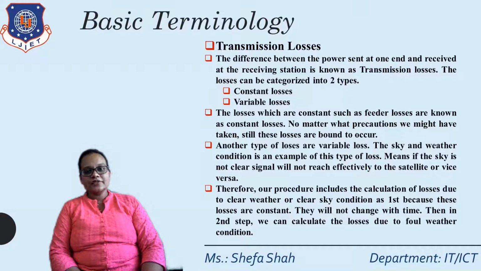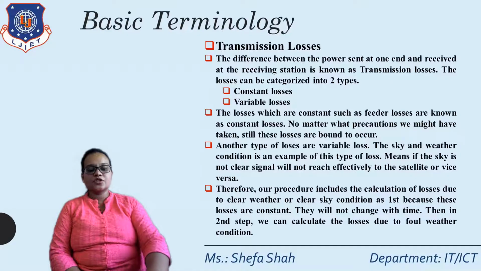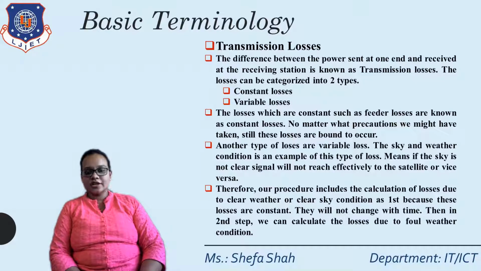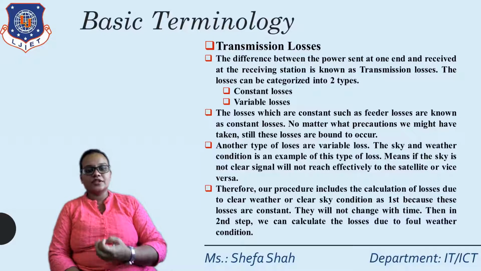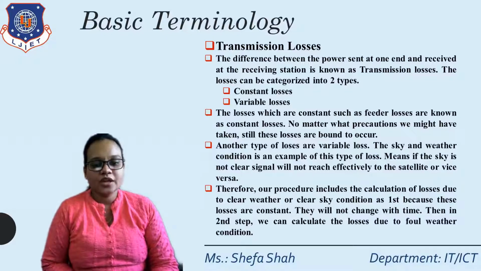So when we talk about the transmission loss, which we will discuss in detail in the next slides, what are the different losses that occur in the satellite system? Here we have categorized these losses into two types, the constant loss and the variable loss. Constant loss comes under feeder loss, which is constant for each and every antenna. Variable loss comes under weather condition losses, which depends on the type of weather occurring at that time.